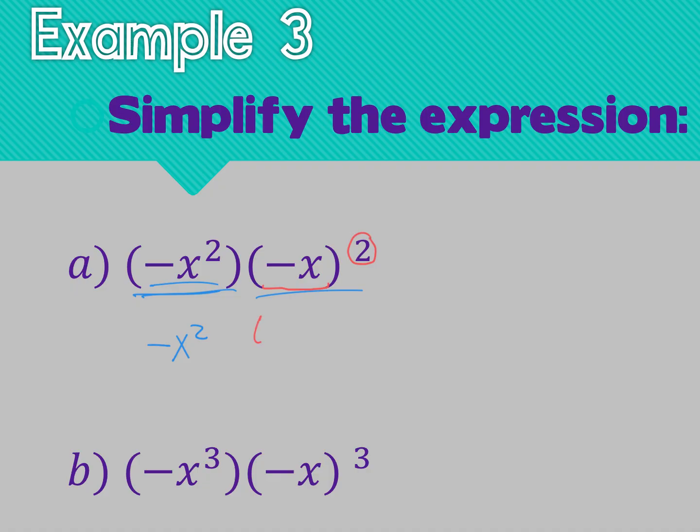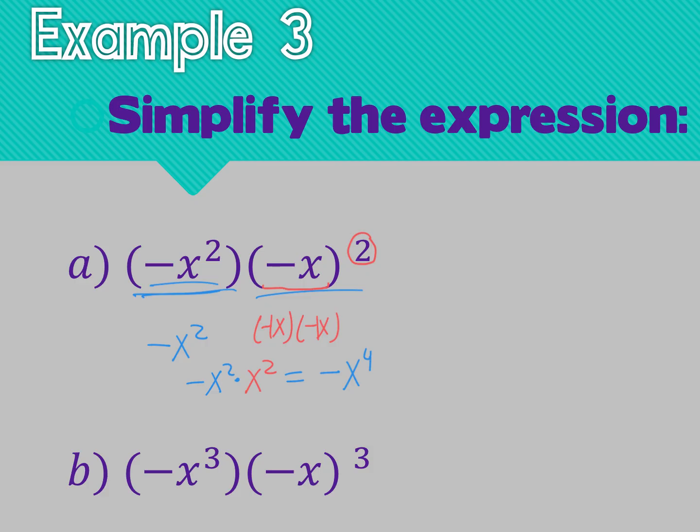So what does this mean that we have to do? That means we have to do negative x times negative x, right? So that means I'm doing negative 1 times negative 1, x times x, that's going to get me a positive x squared. So I'm going to do negative x squared times x squared, and that's going to get me a negative x to the fourth. Right, so just something to be mindful of. Some people get confused here.